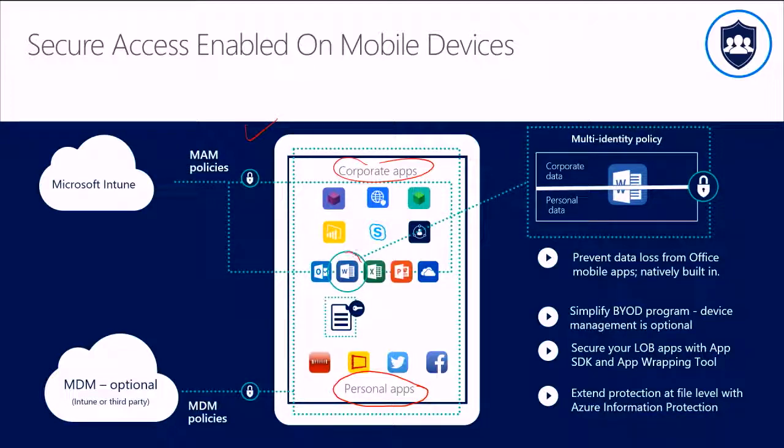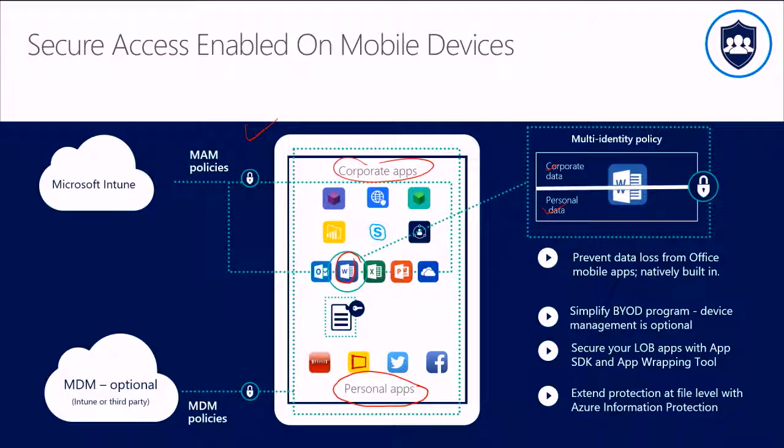Let's take an example of Microsoft Word. The user may use the same application to access their corporate data, and they could use the same application to access their personal data. The challenge has been, how do you create those boundaries so that your corporate data is protected, and as an organization you have visibility into what is going on with the data, and you really don't want to care about the personal data? But this is one app.